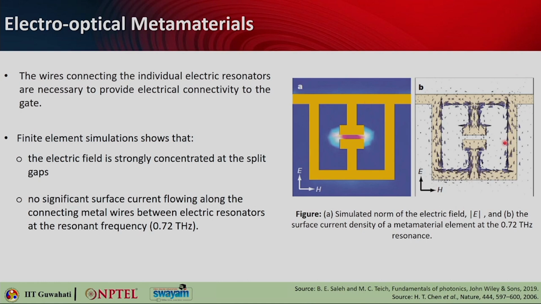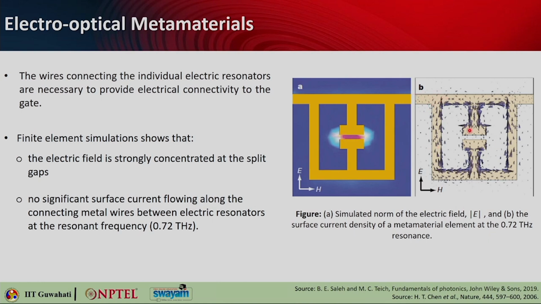The finite element method simulation that you have done shows that the electric field is strongly concentrated at the split gap. So, this is where the electric field is mainly concentrated, in the gap, and there is no significant current flowing along the connecting wire.